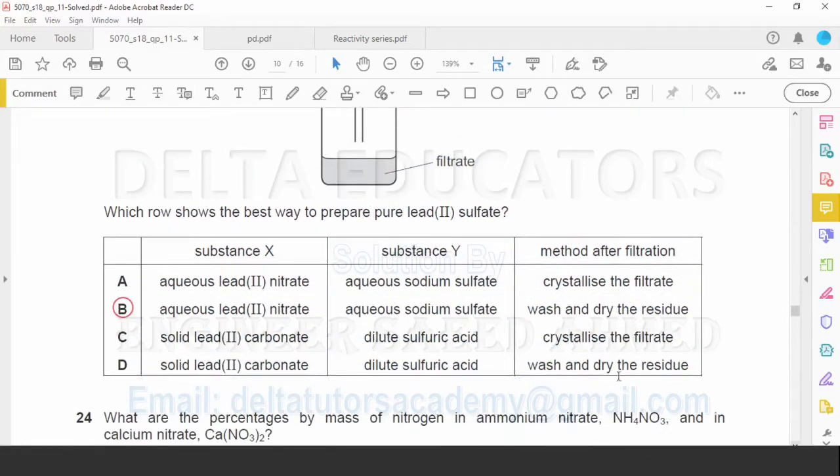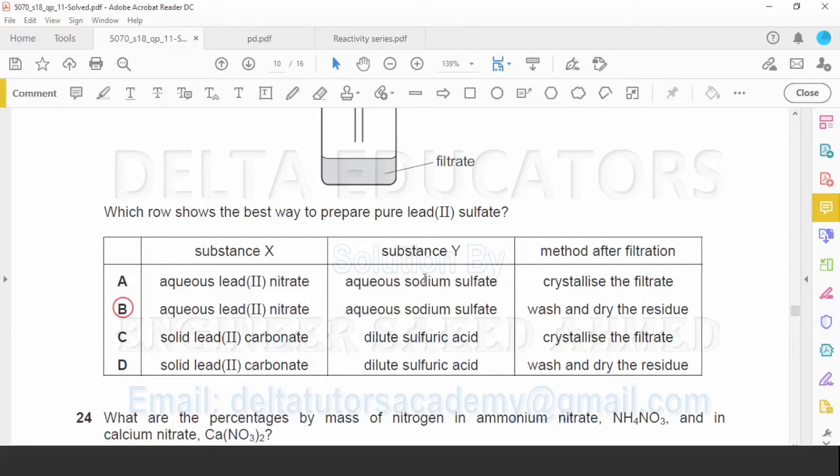Which row shows the best way to prepare pure lead sulfate? In option A, substance X is given aqueous lead nitrate. In A and B, it is given aqueous lead nitrate. In C and D, it is given lead carbonate. Lead carbonate is insoluble in water, so our possible options are A and B only.